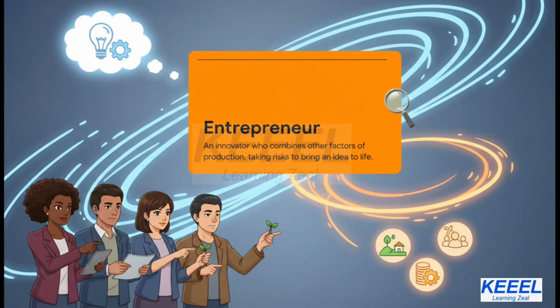So what exactly does an entrepreneur do? Well, they're the innovators, the visionaries. They look at the world, they see a need or a problem, and they come up with an idea for a new product or a new service. But an idea isn't enough, right? The entrepreneur is the one who actually takes the risk. They're the one who goes out, gathers the land, hires the labor, and gets the capital, and then combines them all to turn that vision into a reality. They are the organizers and the risk takers.